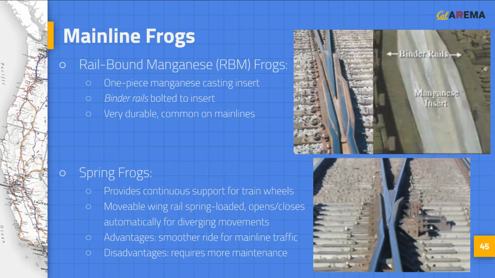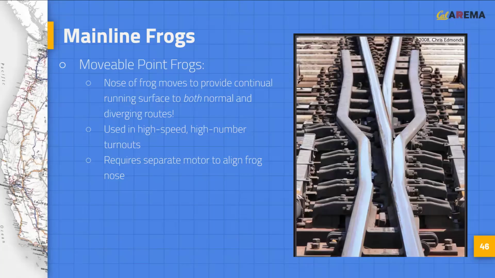Rail-bound manganese frogs consist of a one-piece manganese casting surrounded by binder rails. This is a heavy-duty frog used on mainlines due to its durability. The spring frog provides continuous support for the wheel as it moves through the flangeway. The frog has a movable wing rail that is held closely by a spring assembly and can automatically open and close for diverging movements. The spring frog is used for trackage with predominantly mainline traffic, especially in higher speed applications, as there is less pounding on the frog and it provides a smoother ride. The disadvantage is that this frog requires more maintenance than a traditional RBM frog.